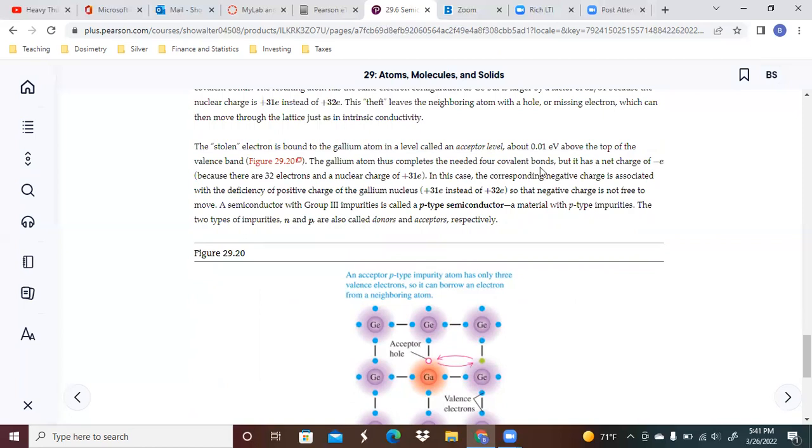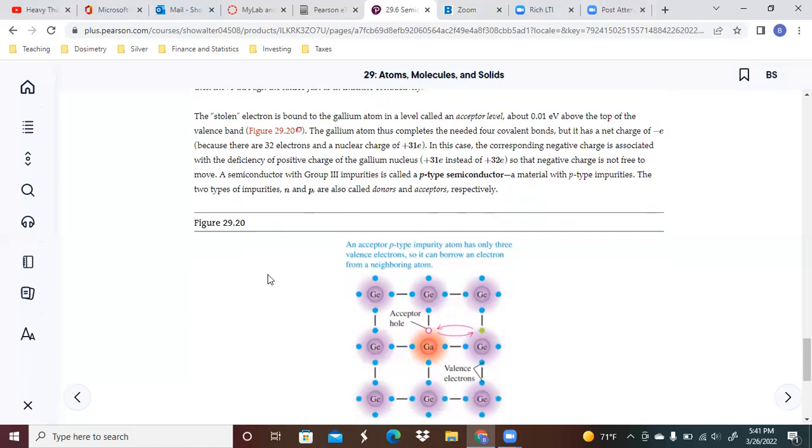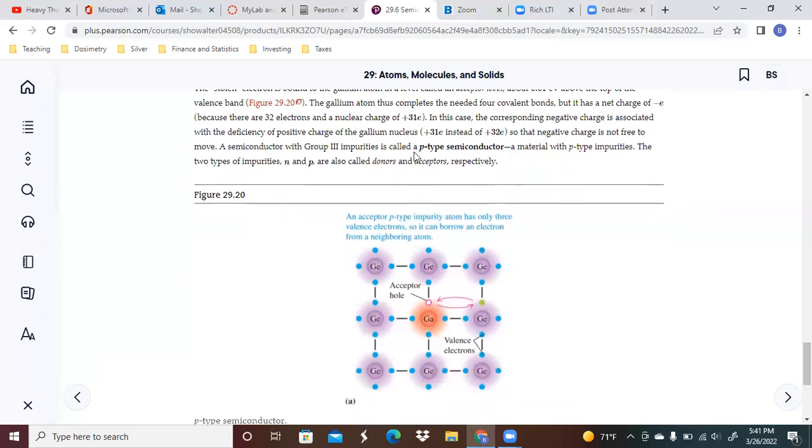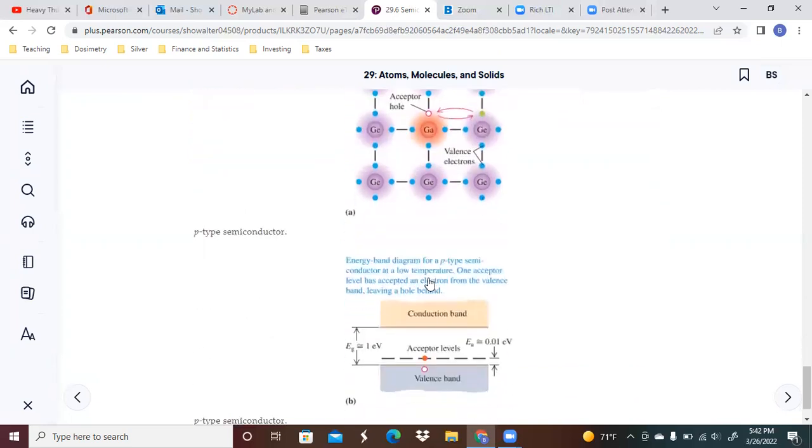The gallium atom thus completes the needed 4 covalent bonds, but has a net charge of -e because there are 32 electrons and only 31 protons. In this case, the corresponding negative charge is associated with the deficiency of the positive charge of the gallium nucleus. In this case, the corresponding negative charge is not free to move. We call a semiconductor with group 3 impurities a P-type semiconductor with P-type impurities. And N is referred to as a donor, and P is referred to as an acceptor.